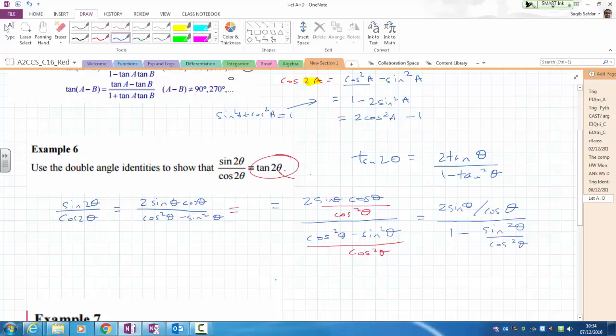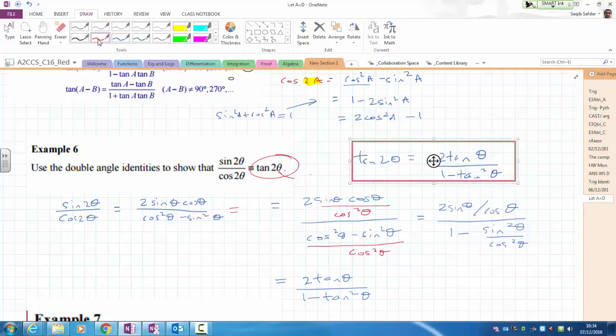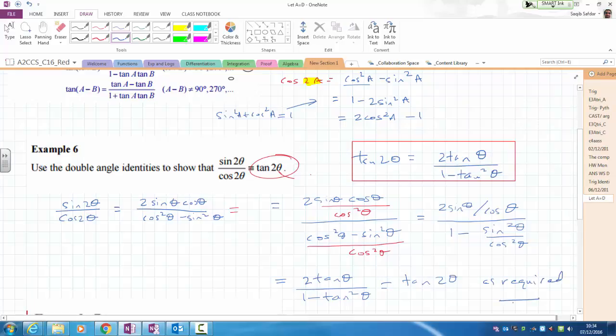But given that sine over cos is tan, we'll just get 2 tan theta divided by 1 minus tan squared theta. But we already know we've got this identity for tan 2 theta, and therefore this equals tan 2 theta, as required.